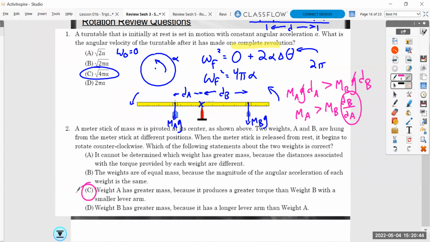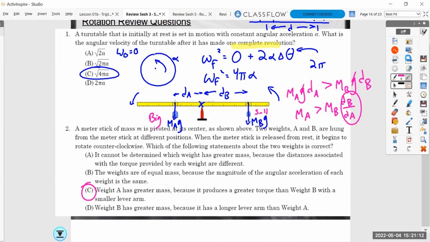You don't have to do the equations to think about this. Normally, if you're going to balance the thing, you'd want the big thing close in and the small thing further away in order to balance. If MA is still stronger, despite being closer in, that must mean it's considerably more massive, because it produces, like it says, a greater torque with a smaller lever arm in this case.